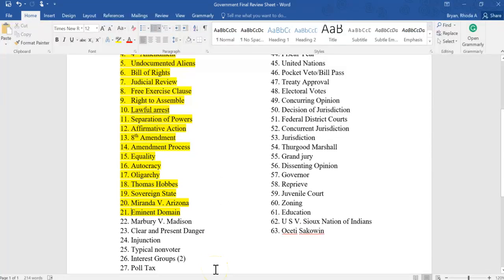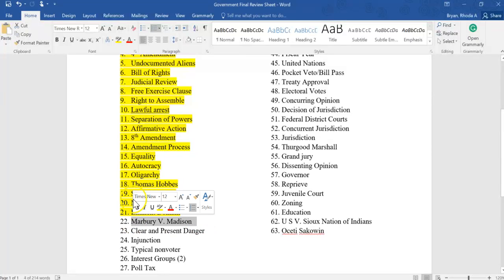Eminent domain. It's a definition question again. It's the concept or practice of government acquisition of private property for public use. Basically, the government takes land, private property, and uses it for public use. It's called eminent domain. I talked about that in chapter 1 or unit 1.